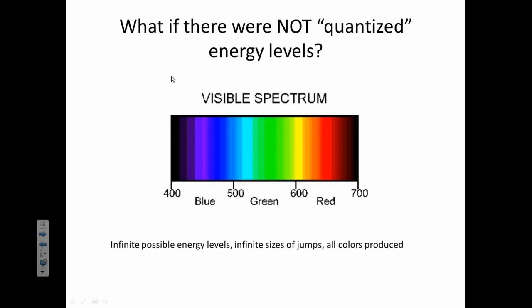What if there were not quantized energy levels? So what this is saying is, how do we know electrons are at these specific distances? Well, if they weren't, we would see these jumps in every possible color. So when you looked through the spectroscope, you would just see all the colors.